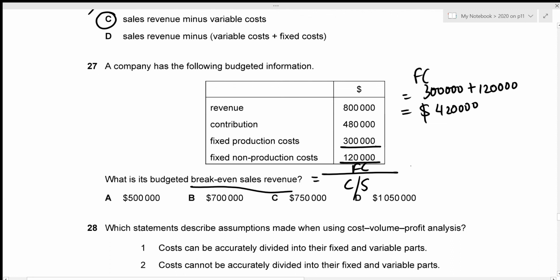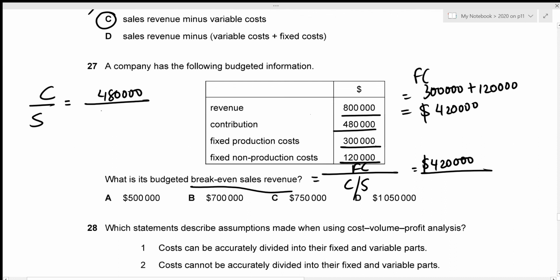Let's write it down. Okay, then we need to figure out the contribution to sales ratio. And we are given the contribution value of 480,000. Then we have the revenue value, which is the sales value, to be 800,000. And this gives the contribution to sales ratio to be 0.6. So the budgeted break-even sales revenue is going to be 420,000 divided by 0.6, which results in 700,000.